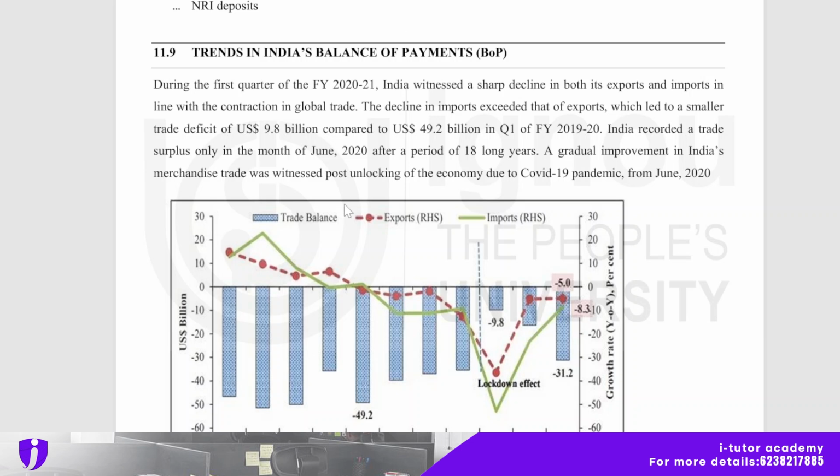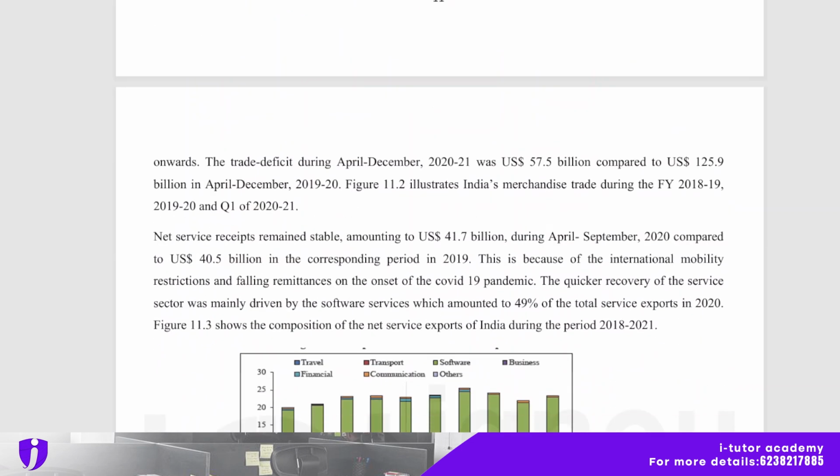$49.2 billion in quarter 1 of 2019-20. And the trade deficit during April to December 2020-2021 was $57.5 billion compared to $125.9 billion in April-December 2019-20.